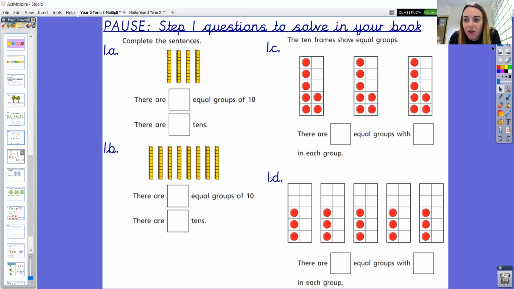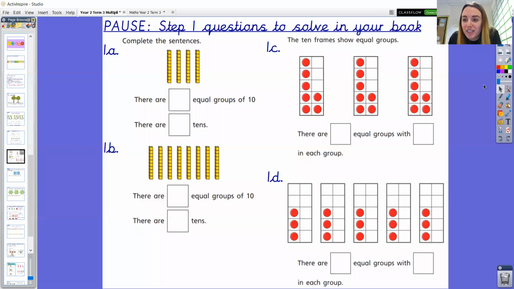Okay, as you can see now, you have step 1 questions on your screen. It would be great if you could pause the video here and respond to these questions in your maths books. Step 1 is quite similar to yesterday. As you can see, there are tens, or which sometimes we call deans, or there's also tens frames with red counters in. Underneath each picture, you will see there are some sentences describing the equal groups. For each question, please write the number in the margin and write the sentence to describe the equal groups in the picture. Have fun, Year 2.